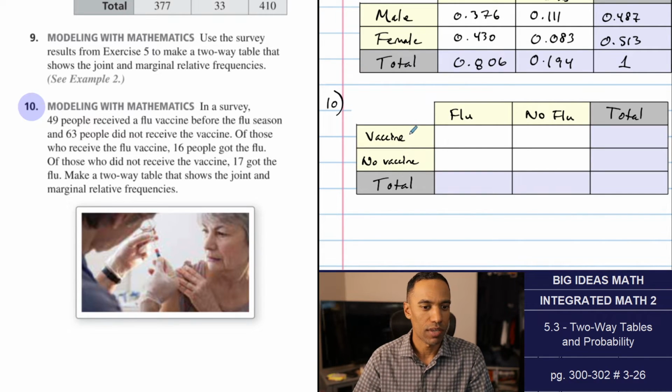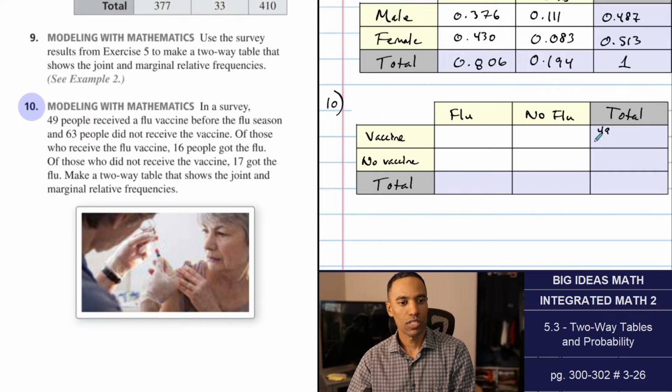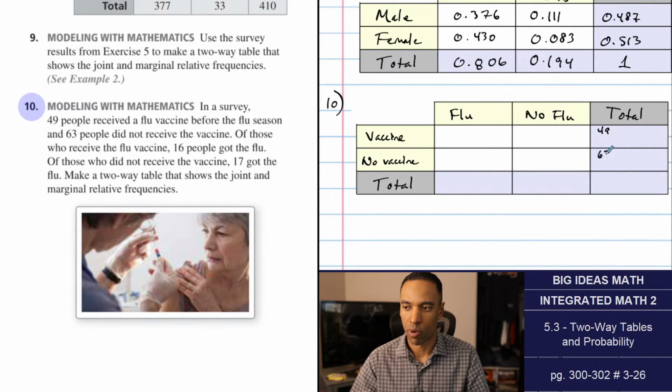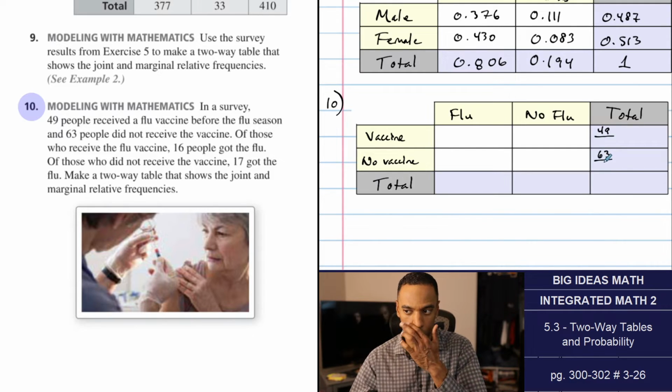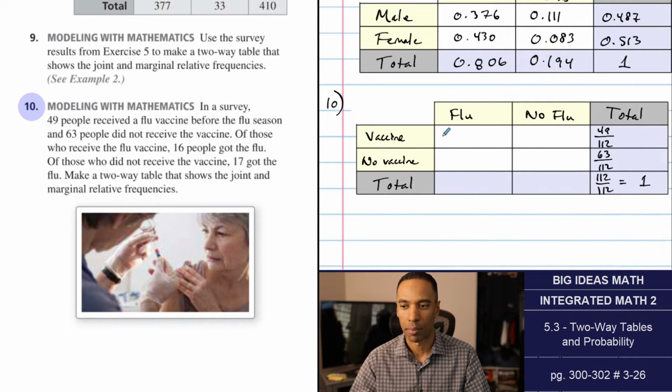49 people received a flu vaccine before the flu season. So received vaccine 49. 63 did not receive. Now, the reason I'm writing this small right now is because they want the relative frequencies in a moment. I want to divide this by the total amount eventually, but I don't know the total yet. Oh, I can right now. 49 plus 63 is 112. Now, that would divide by 112, of course, and you get 1 in that case. But these will divide by 112 as well. So that's kind of where we're coming up with the numbers there.